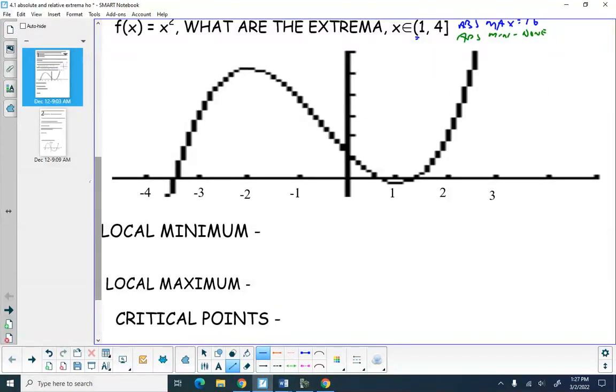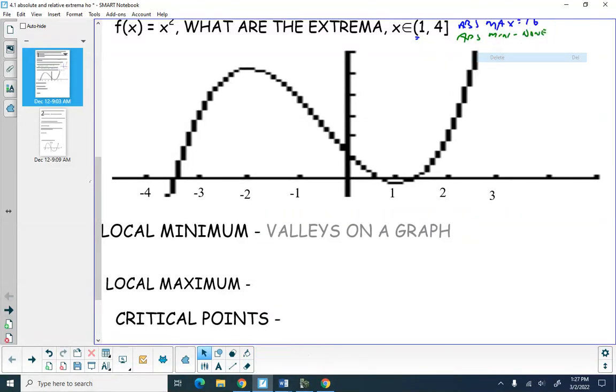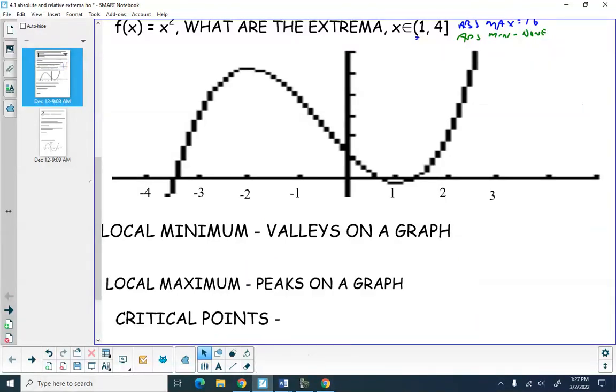We could talk about local maximums and local minimums. When we talk about local maximums and minimums, we've dealt with these before. We've just never called them that. When we were graphing our trig functions, our sine and cosine functions, we had what we call peaks and valleys. When we have peaks and we have valleys, these are called local maximums or local minimums.